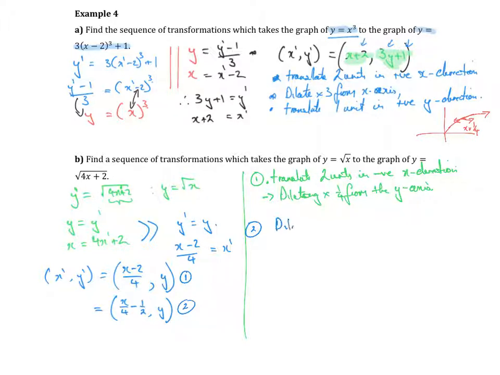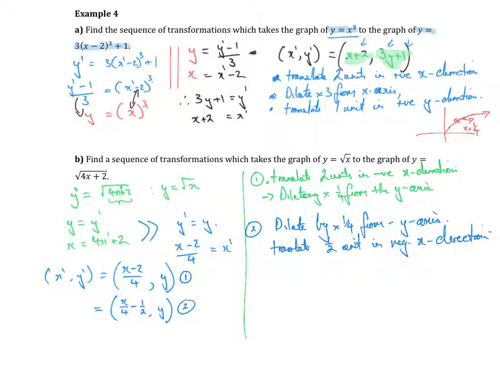I am going to dilate by, well, again, I'm multiplying the x value by a quarter, so dilate by a factor of a quarter from the y-axis, and then I'm going to translate half a unit in the negative x direction. So you can see how, depending upon the order that I describe things, I get slightly different descriptions.